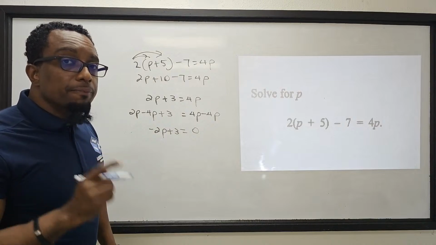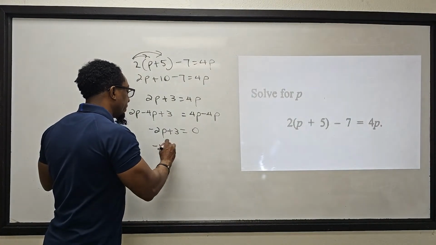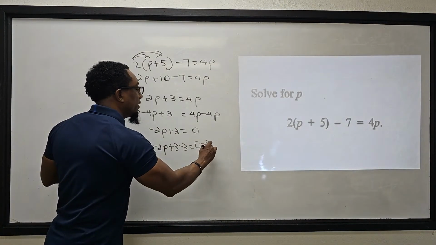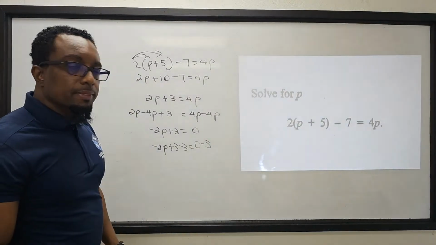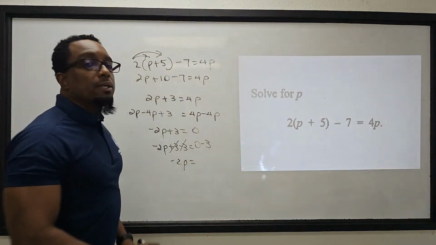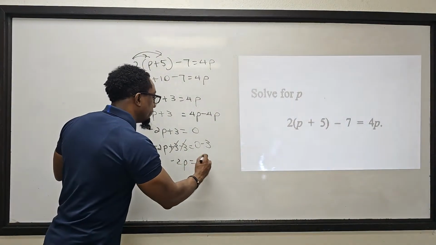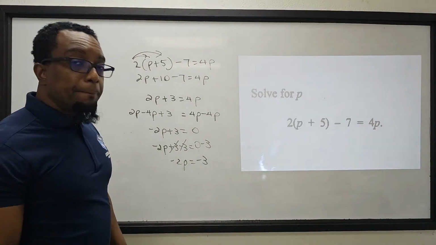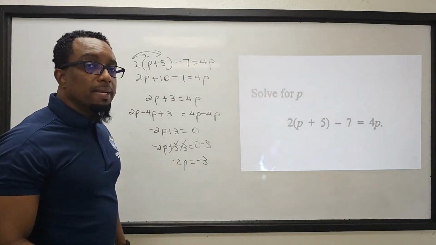Removing positive 3 first by subtracting 3 from both sides. So 3 minus 3 is 0. I'm left with negative 2P. 0 minus 3 is negative 3. And therefore to get P by itself, I need to remove negative 2.